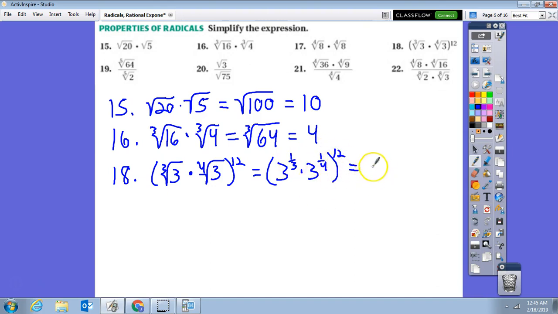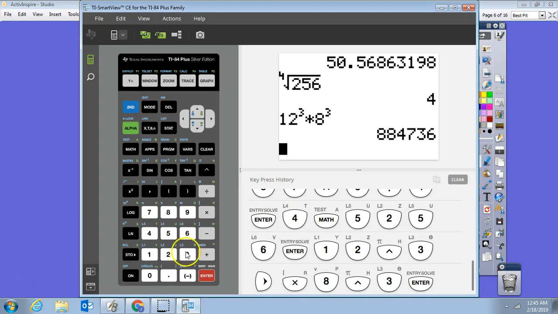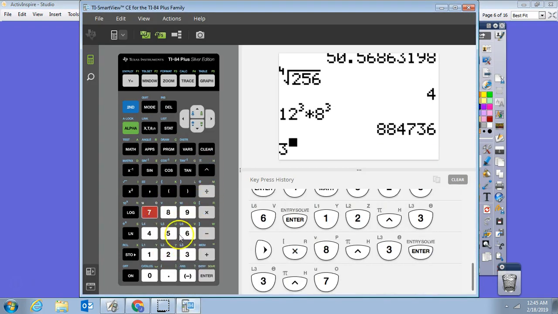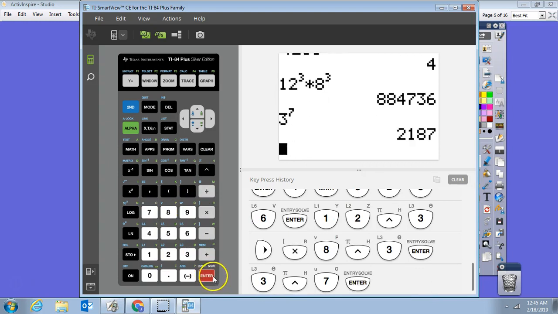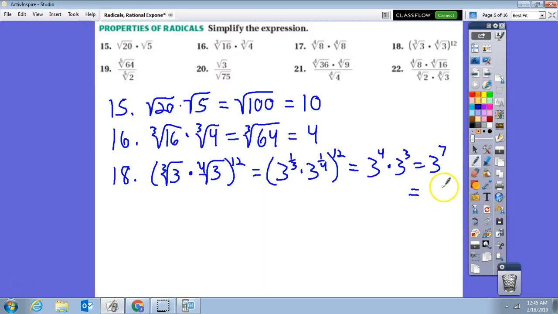12 times 1/3 is 3 to the 4th. 12 times 1/4 is 3 to the 3rd. So this will be 3 to the 7th, because when you multiply like bases, you add 4 and 3 together, you get 7. And 3 to the 7th, you would just use your calculator. 3 to the 7th is going to be pretty ugly here. So that is 2,187.